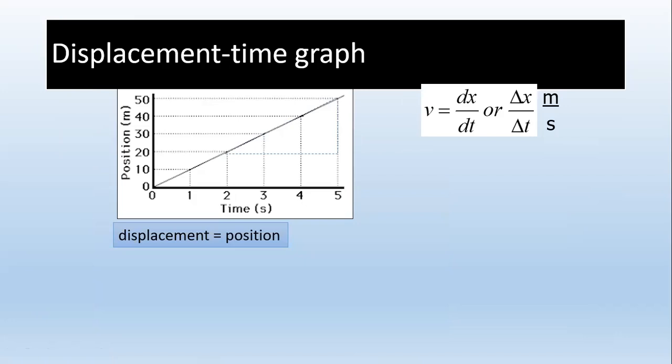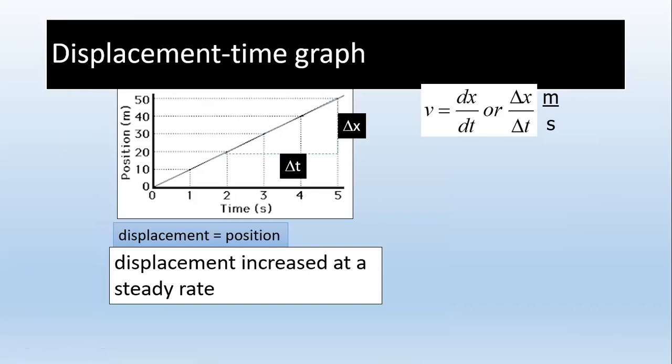Then you need to know your displacement-time graph. If it's a straight line, right? Position is the American term, and we call it displacement. So there's a change in distance and a change in time, or time interval. We can describe it as displacement increasing at a steady rate. It's constant, the gradient is constant, or in calculus notation, dx/dt or delta x over delta t. So we call this uniform velocity.